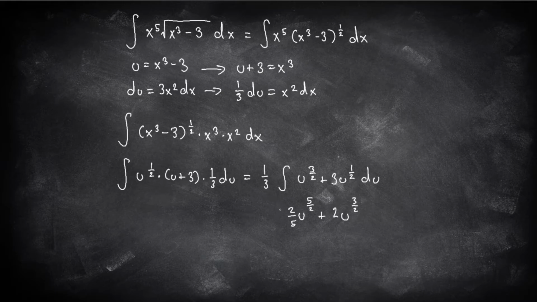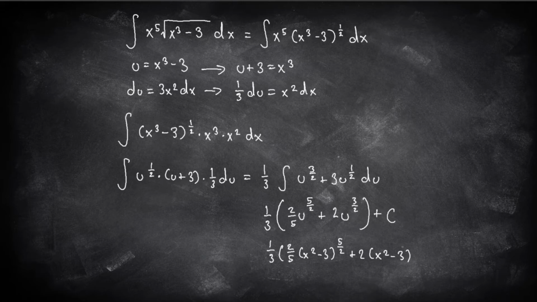Now we remember we have a scalar 1/3. So big parentheses, we have our 1/3. There's no numbers here, so we add a c. So then let's substitute our u back in. So that's 1/3, 2/5, our u is x cubed minus 3, to the power of 5/2, plus 2, x cubed minus 3, to the power of 3/2, close parentheses, plus c. And you can simplify this even further by multiplying 1/3 to both of these, but that's basically it. This is going to be our integral.